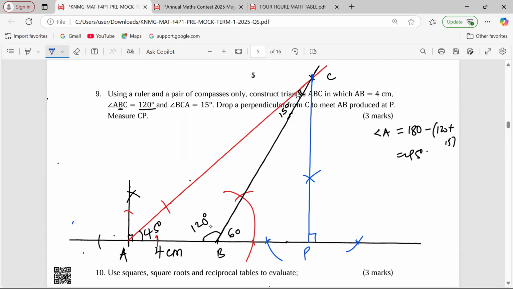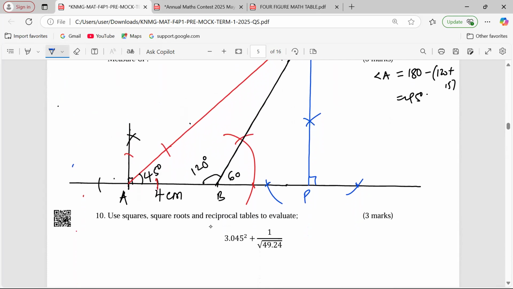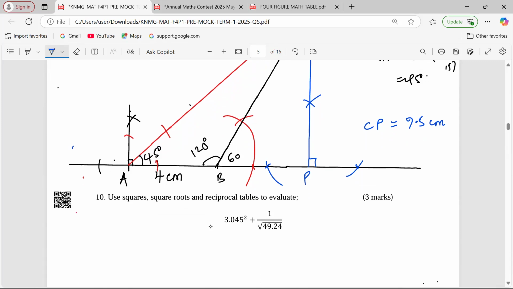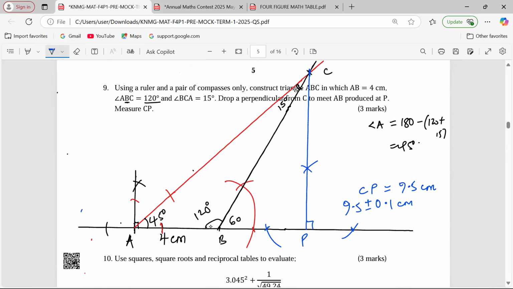This is P now. So we have to measure the length of CP. When you do it accurately, you shall have 9.5 centimeters. But remember, the examiner will allow some accuracy such that from 9.5, a student may have an error of plus or minus 0.1 centimeters. So 9.4 will be treated right. 9.6 will be considered to be right. But be at the exact. When you work it accurately, you will get the exact.